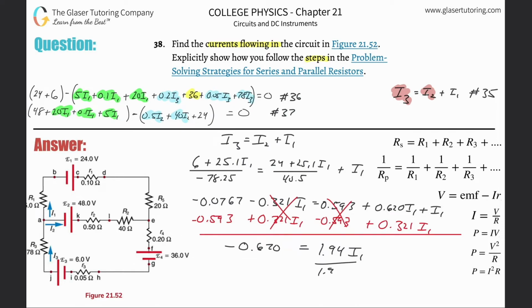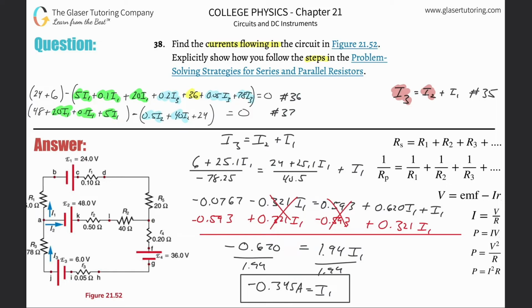Just divide out the 1.94 over the 1.94. And the current here now, I1, is going to be just that division, all right? So the answer is negative 0.345 amps. Now the current is allowed to be negative, and the negative doesn't mean that either the current flows or it doesn't flow, right? Theoretically, the negative sign just means direction, that's it.